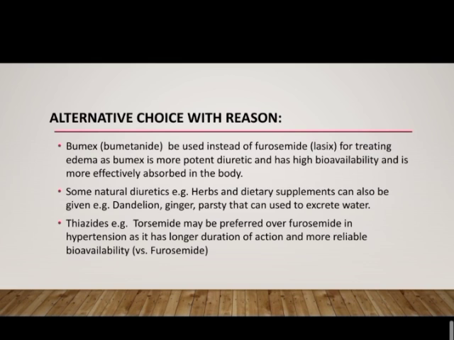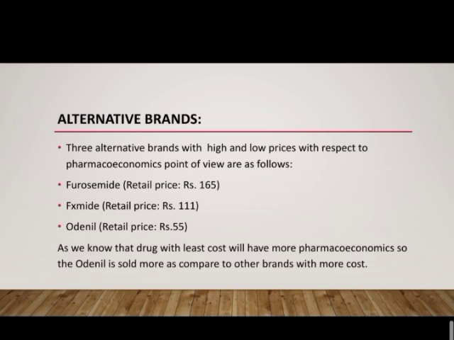Some natural diuretics are also there. For example, herbs and dietary supplements can also be given. For example, dandelion, ginger, parsley can also be used to excrete water. Thiazides, for example, may be preferred over furosemide in the condition of hypertension. In hypertension, we may also prescribe a thiazide in place of furosemide. Why? Because it has a longer duration of action and more reliable bioavailability as compared to furosemide.